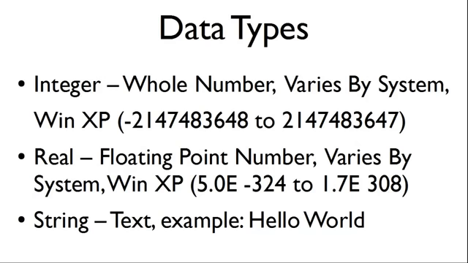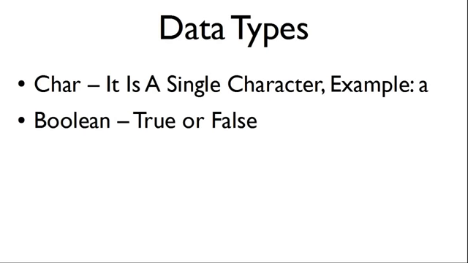A real data type is a floating point number. It also varies by system. In previous tutorials, we've used strings. Strings are basically text or strings of characters. For example, the text "Hello World" would be considered a string. A char is a single character, for example, the letter A. And the Boolean data type either holds true or false.